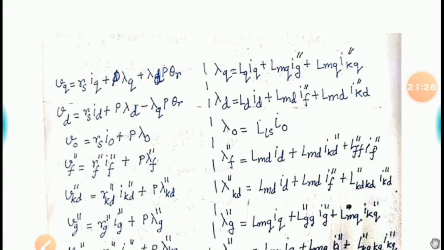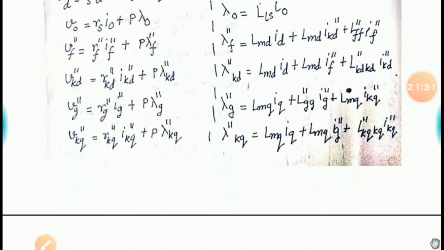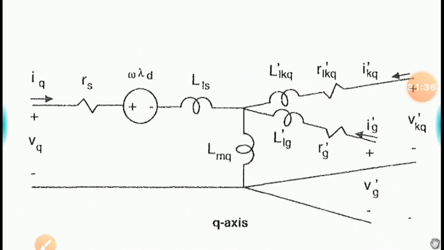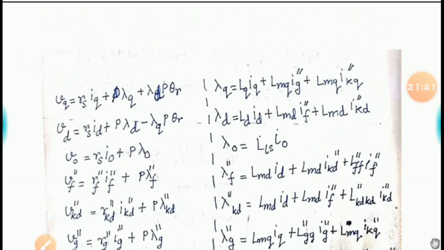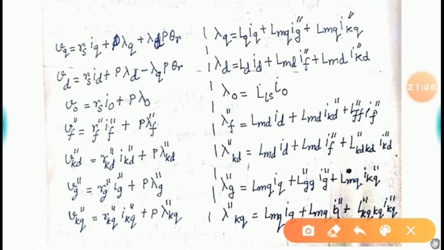Now see, can we have the corresponding q-axis circuit model? While we are talking about q-axis, what are the elements we need to consider while developing a q-axis circuit model? That are like this equation vq. Then we must consider this vg double dash and vkq double dash.